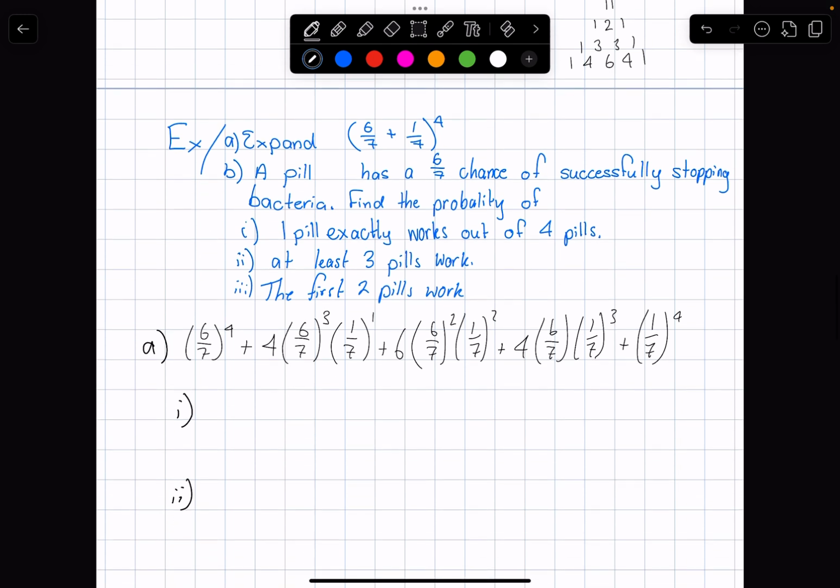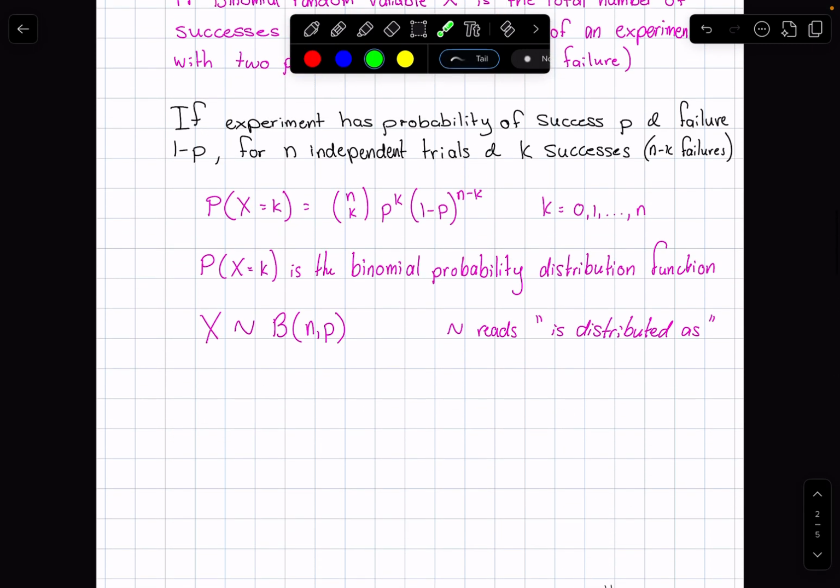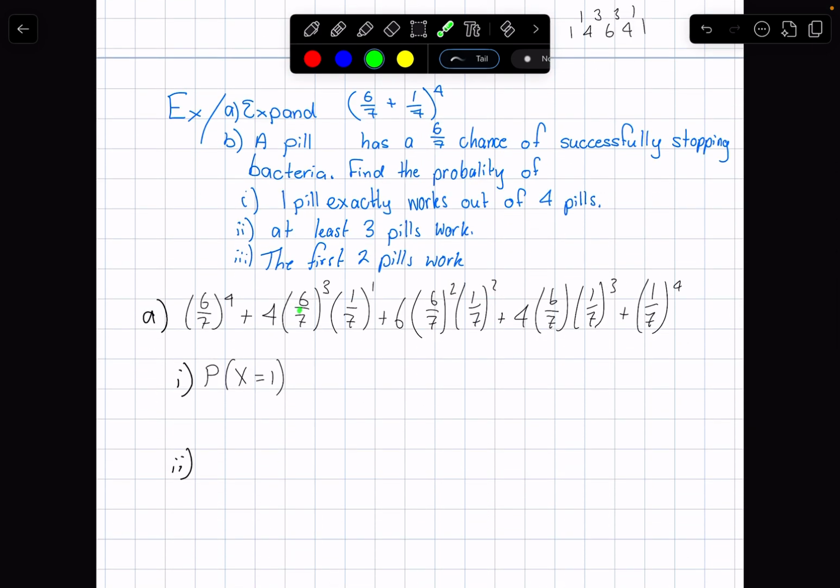So the probability that exactly one pill works out of 4 pills. Well, we've got our number of pills, 4. So we can use these terms to find our probabilities. So the probability that X equals 1 pill, I need to find where k equals 1. So I need the first bracket to have a power of 1, which is this term here. So that's going to be 4 times 6 over 7 to the power of 1, 1 over 7 to the power of 3. Now, I've got my calculator next to me, so I'm just going to quickly do this sum. And I get 0.00996. Okay, so a very small percentage that only one of them works.